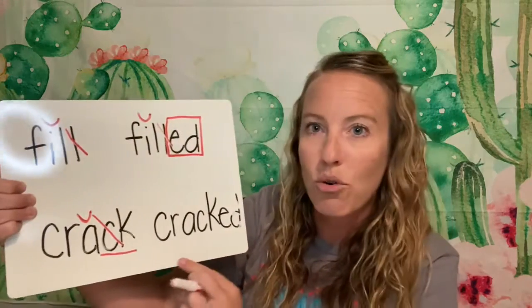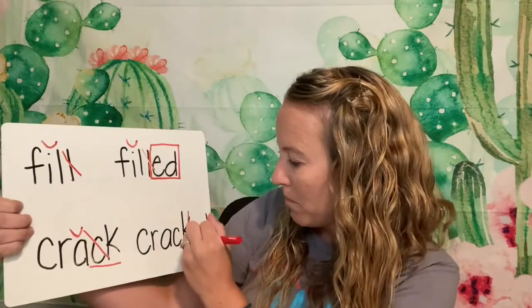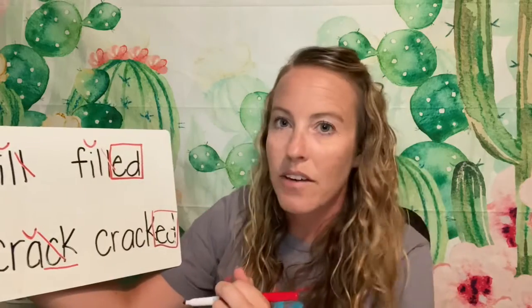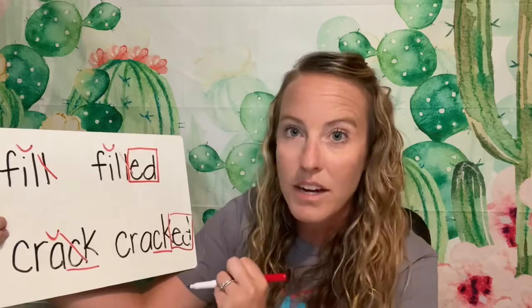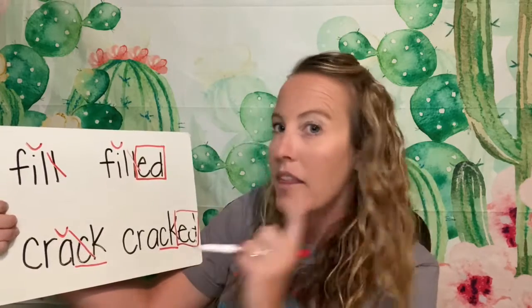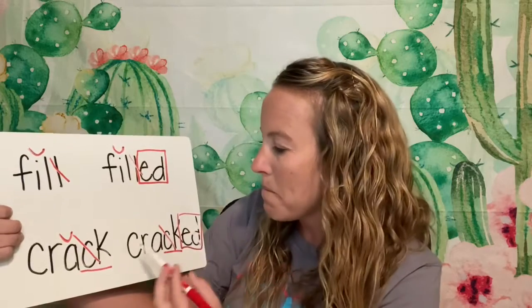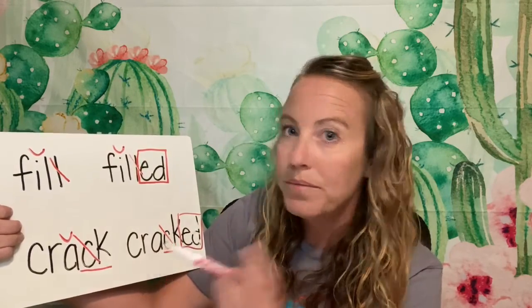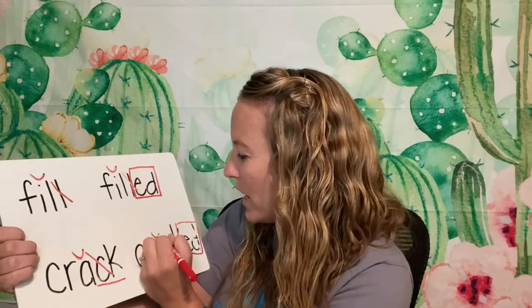Now we have cracked. Cracked. We got a box, the suffix ed, and then we have underline CK, and then what? Cross out what? You're right, the C. Then we have our vowel, and how do we code our vowel? Good job, we code it with a breve.